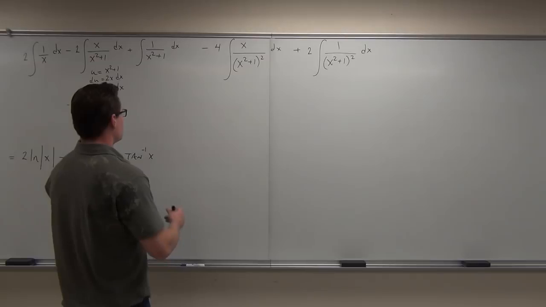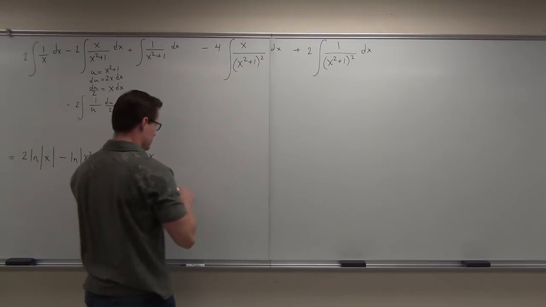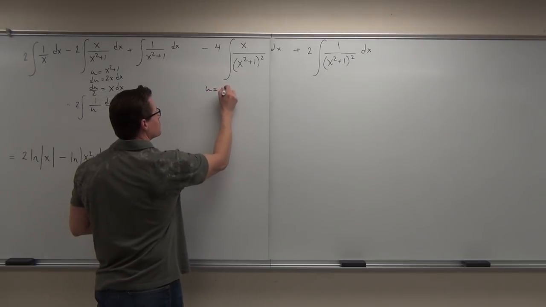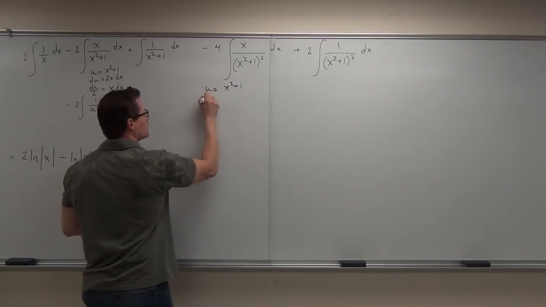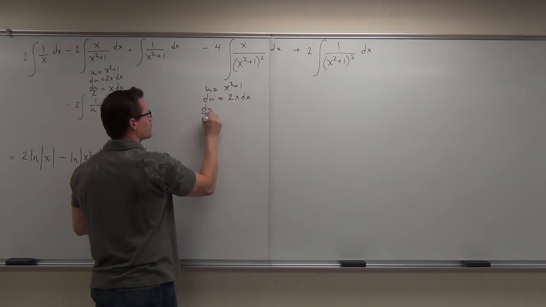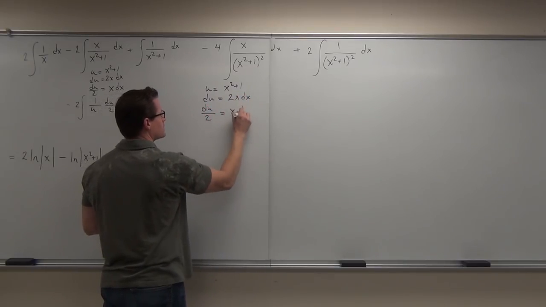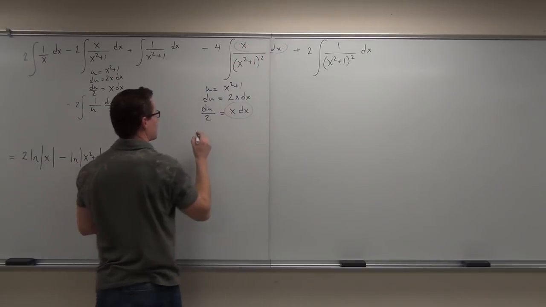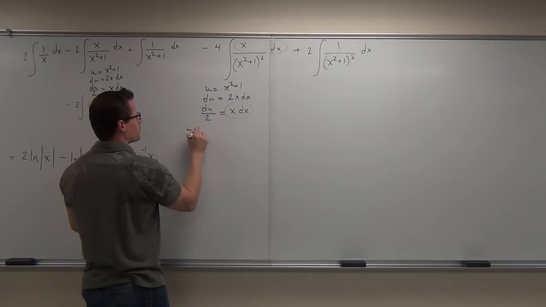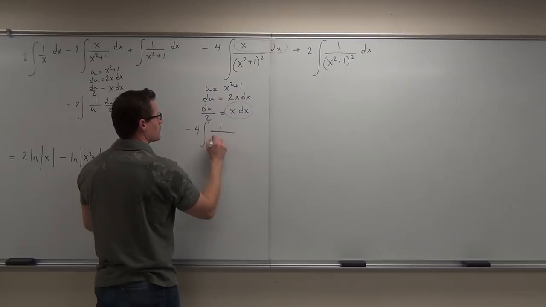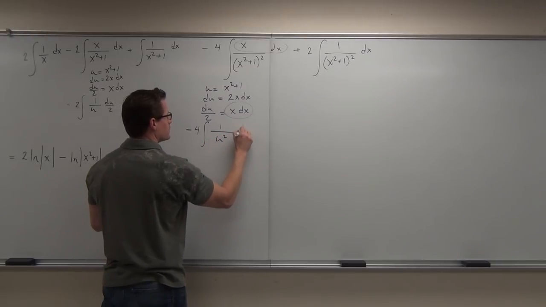Okay. Next one. What would you do here? Same exact thing. It'd be a u sub. So u would equal x squared plus 1. du would equal 2x dx. du over 2 equals x dx. Here's our x dx right here. So this would be our negative 4. We'd have an integral. We'd have 1 over u squared du over 2.